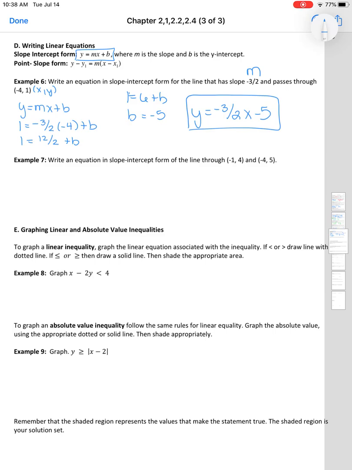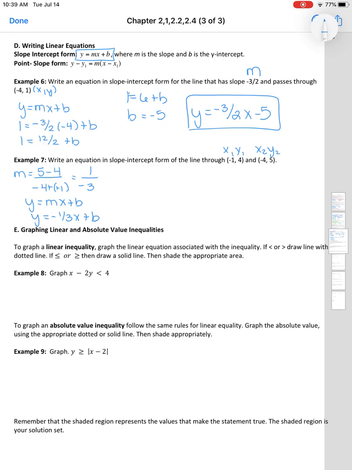And when we write the equation, don't forget to actually finish the problem and write it. Y equals -3/2 x minus 5. Again, m and b need to have a value in their place. The difference with number 7 is you're given two points, so we're not given the slope, which means we have to calculate the slope first. So let's label x1, y1, x2, y2. We're going to sub it into our formula for slope, which says y2 minus y1 over x2 minus x1. We got the double negative in there, so be careful. And you get 1 over -3.